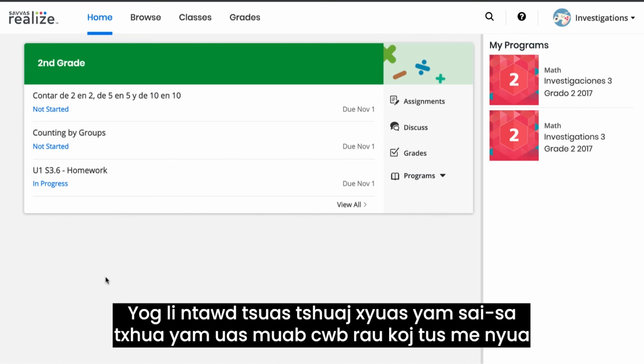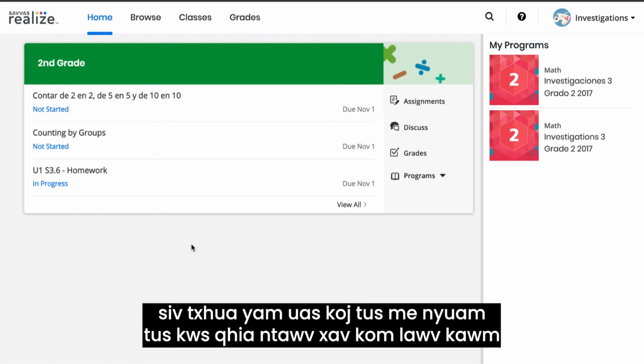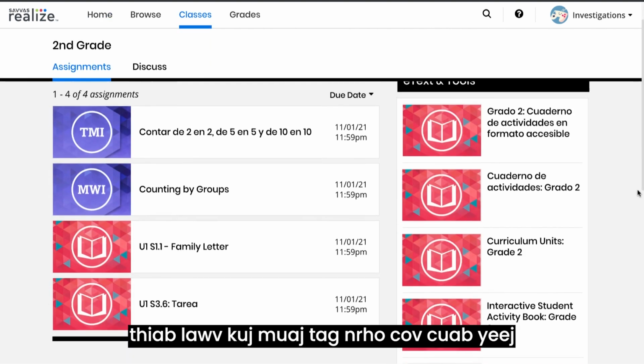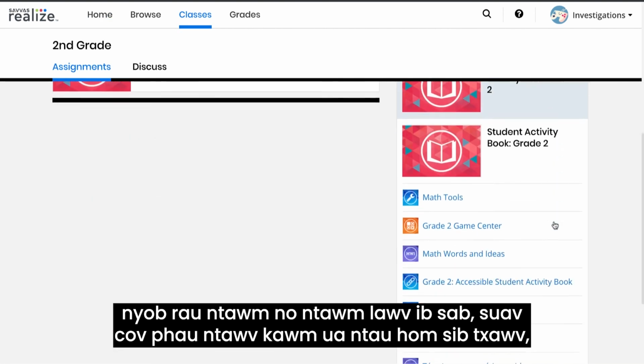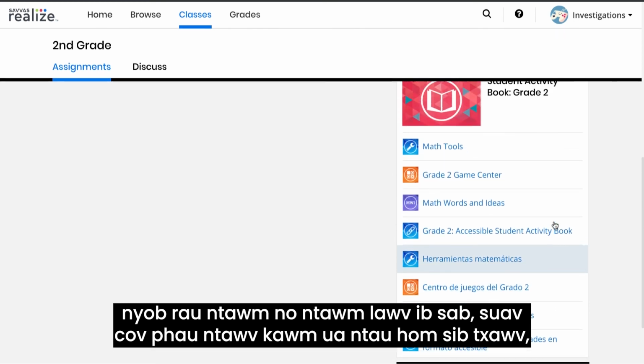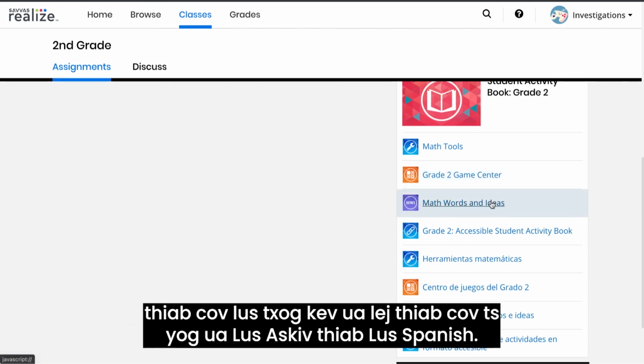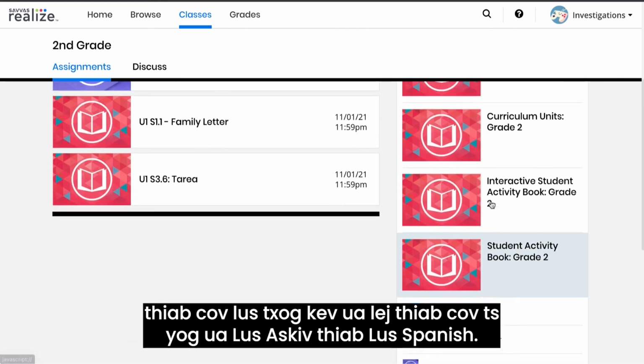So just to quickly review, anything that your child has been assigned will be on this home piece when you log in, using whatever way your child's teacher would like them to learn. And I also have all of these great tools over here on the side, including the textbook in lots of different forms, as well as math tools, game center, and those math words and ideas in English and Spanish.